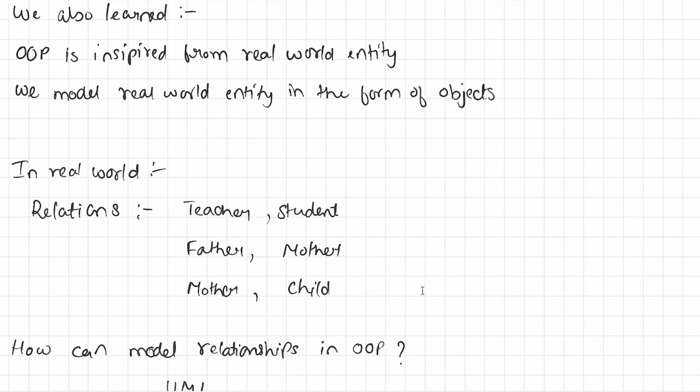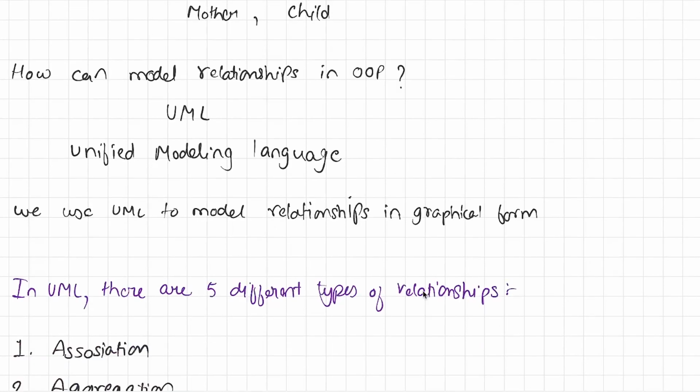But guys, if you look around yourself, you will see that in the real world, every entity has some relationship with another entity. Let's say for example, a teacher has some relationship with a student, a father has some relationship with a mother, a mother has some relationship with her child. Now the challenge over here is how to model this relationship in object-oriented programming. So guys, this is where UML comes into the picture to rescue us. Here, UML stands for Unified Modeling Language. UML is a de facto standard for modeling object-oriented systems. And what do we do in UML? We use UML to model relationships between objects in a graphical form.